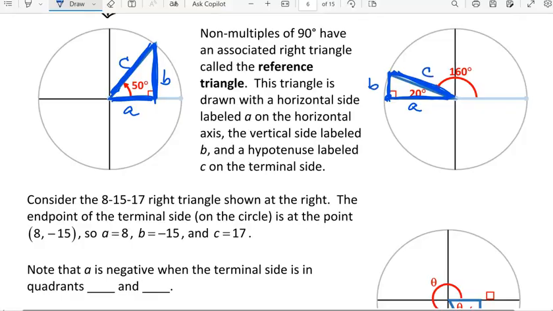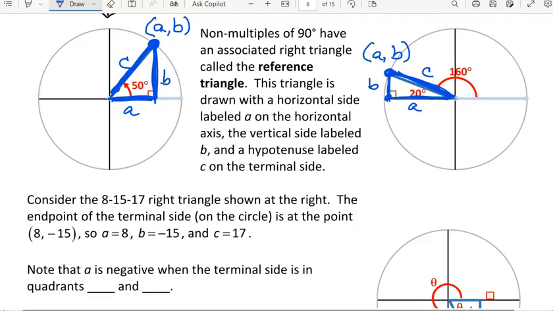Now, we're going to label sides A, B, and C in each of these triangles. A will be the horizontal side, B is the vertical side, and C is the hypotenuse. And these are related to the coordinates of the point at the end of the terminal side, A comma B. Now you can think of it as X comma Y, but I like to use A comma B because A, B, and C are what we use in the Pythagorean theorem for sides of a right triangle.